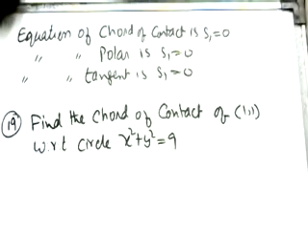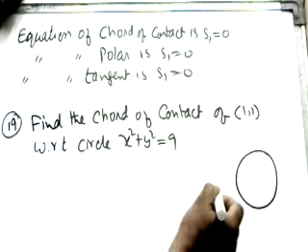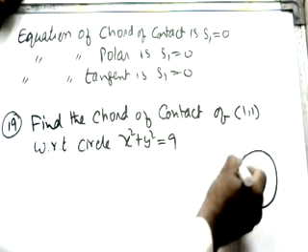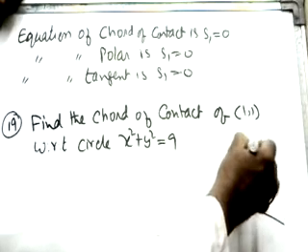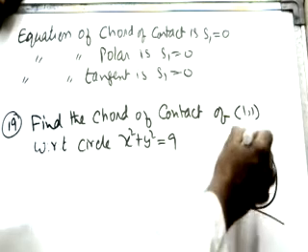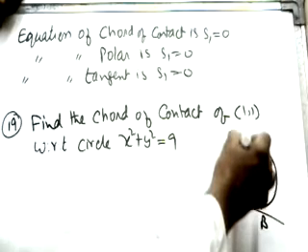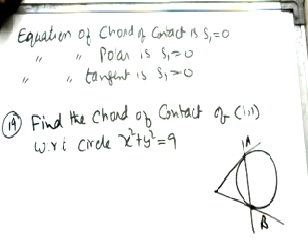Now let me see the next concept. See here, suppose we are having a circle. There is a point outside the circle. We know two tangents we can draw. Suppose these are the two tangents. Let them touch the circle at these two points A and B. Now if we join this line AB, this is called the chord of contact.